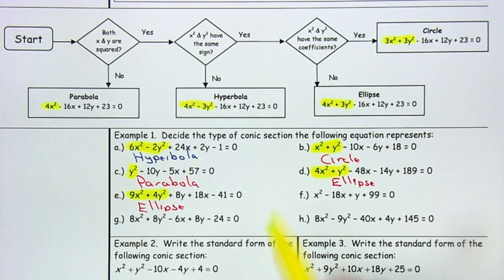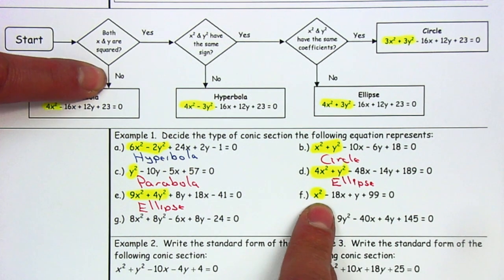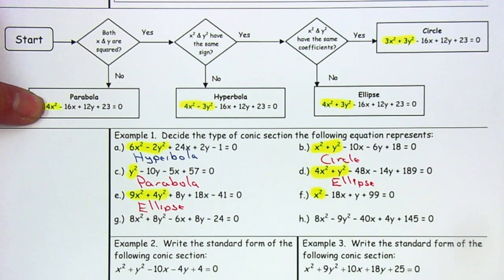Next problem. We only have the x squared. Are they both squared? No, only the x is squared, so this is a parabola.